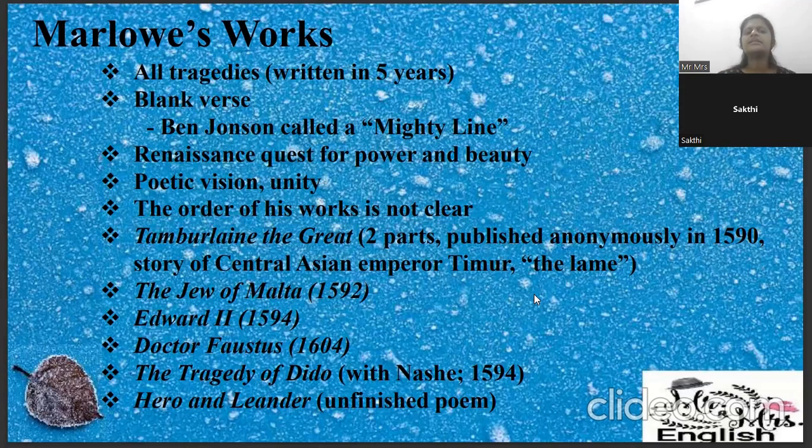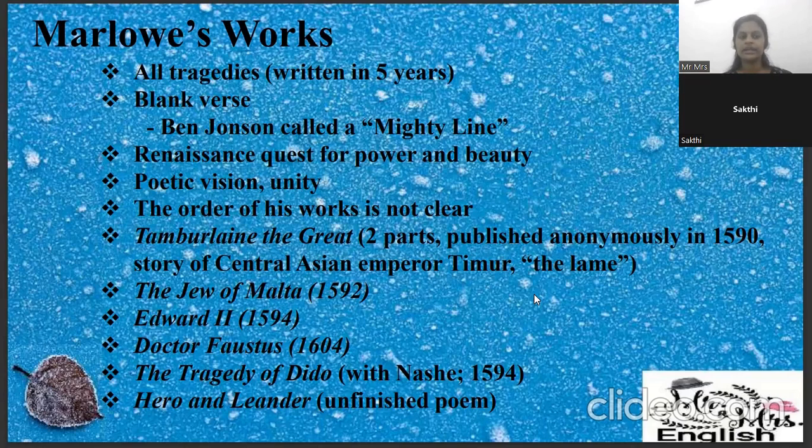Then there is a Renaissance quest for power and beauty. Actually, why did Ben Jonson call it Mighty Line? Because of its energy, its splendor of diction, its sensuous richness, and then the variety of pace. The writing style was too good. And that's why Jonson called it the Mighty Line.